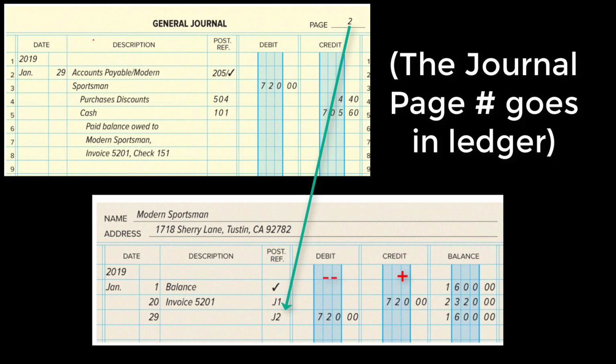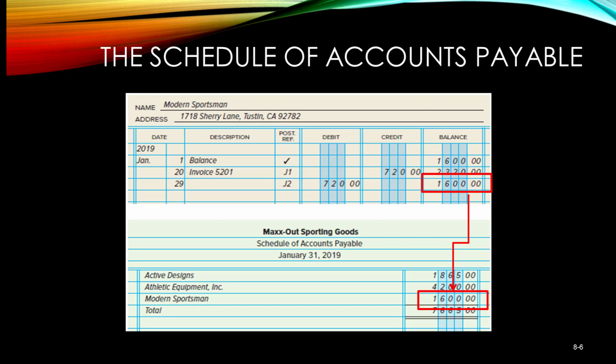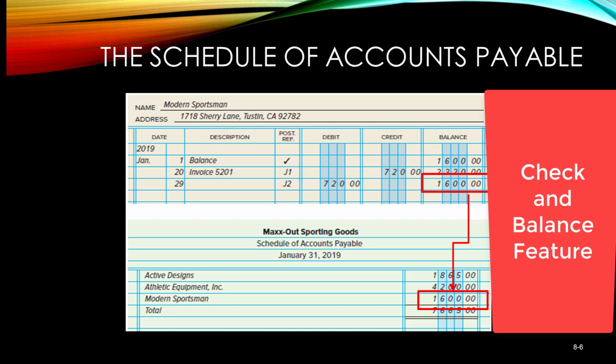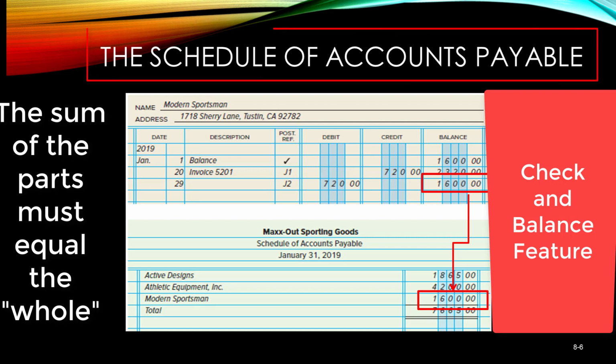This chapter piggybacks off the previous chapter, so it's important that you keep up to date on your reading and on your practice. As always, accounting is filled with checks and balances, so the last step on the buyer side of the house is to create a schedule of accounts payable. This can be done at will.